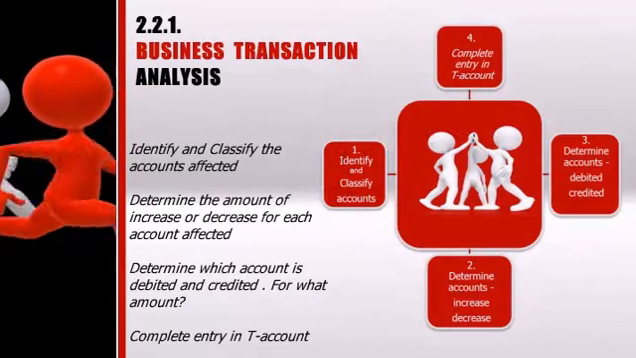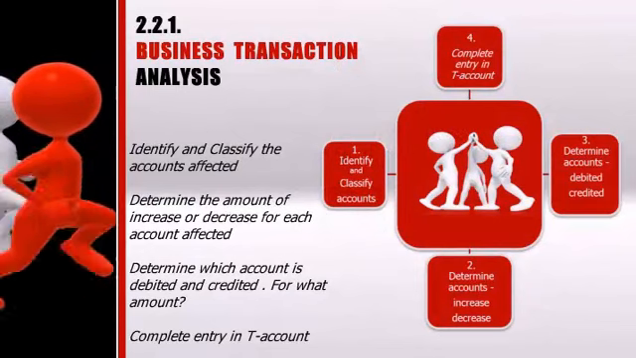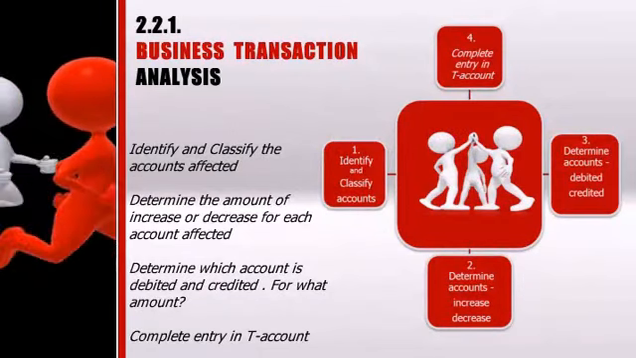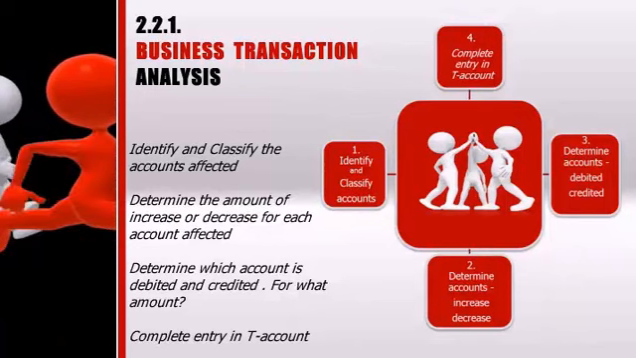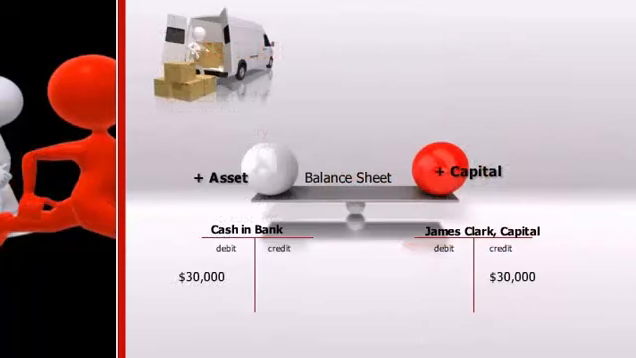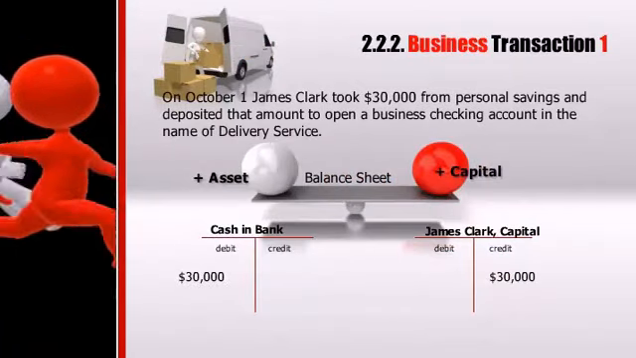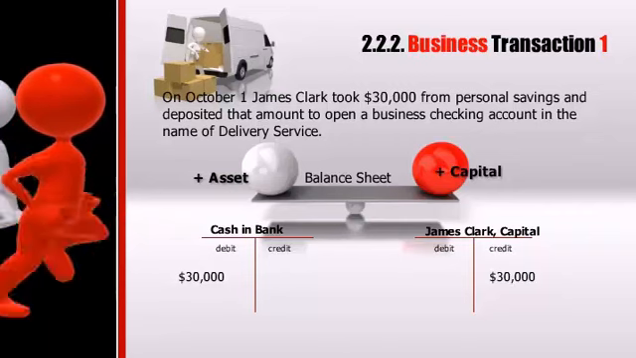How do you analyze transactions? When analyzing business transactions, you should use the following step-by-step method. First step, identify and classify the accounts affected. Second step, determine the amount of increase or decrease for each account affected. Third step, which account is debited and credited, and for what amount? Fourth step, what is the complete entry in T account form? Right. Now, let's move on to the first business transaction.